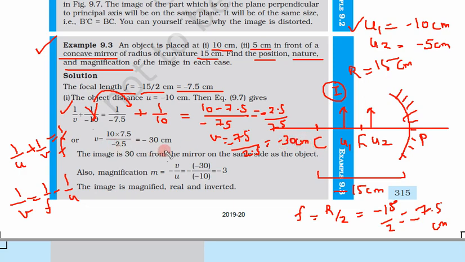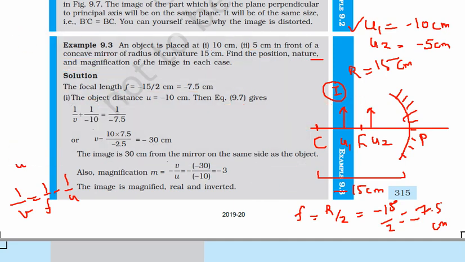So in that case, position will be at minus 30 centimeter. So this C was at 15. So position would be on this line at 30 centimeters. So this was at 15, so somewhere here. But right now we only know what is the position, but what would be the orientation, that we have to check. So this is the distance when the object is placed at 10 centimeter from the mirror.